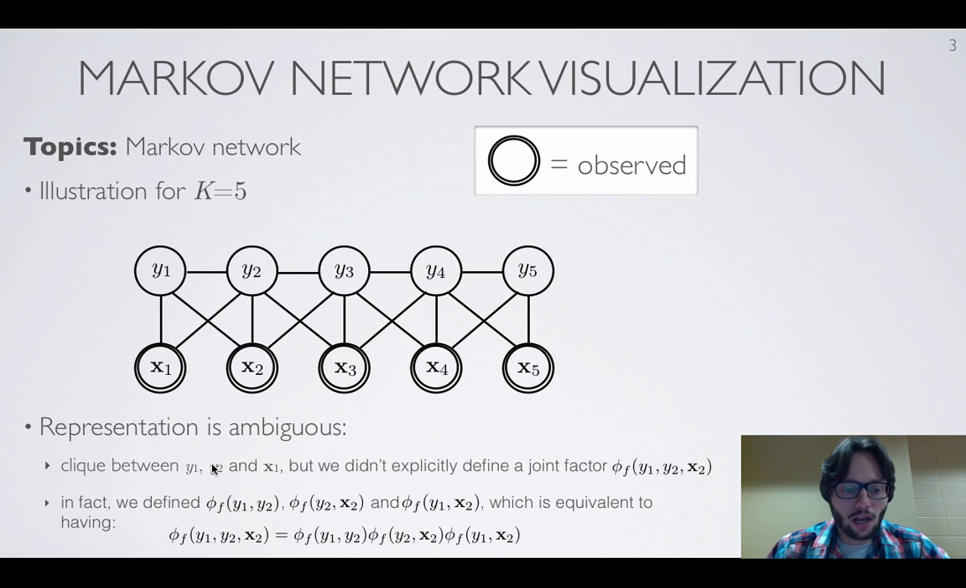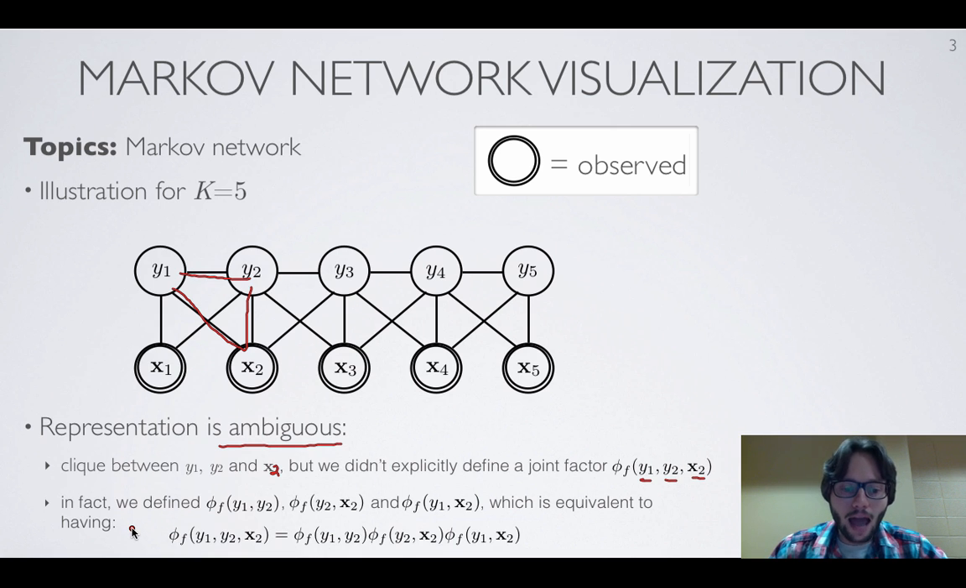Now, one problem with this visualization is that it's actually ambiguous. We notice, for instance, that we have a clique between, and there's a mistake here, this would be x2, we actually have a clique between y1, y2, and x2. So we have a clique like this here, that is a subset of the graph where each pair of nodes is connected to each other. And this suggests that perhaps there was a factor that had as its three arguments y1, y2, and x2. Because in this case, I have to draw an edge between y1 and y2, an edge between y1 and x2, and another edge between y2 and x2.